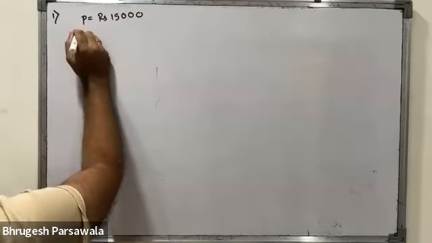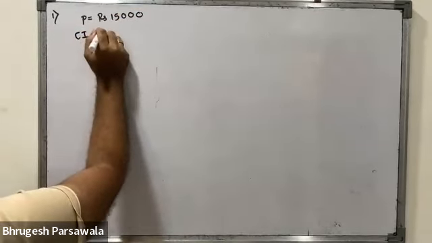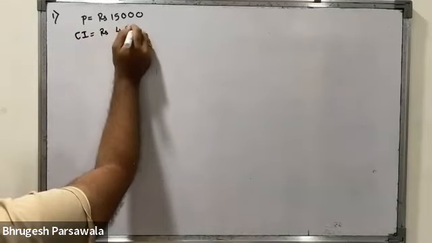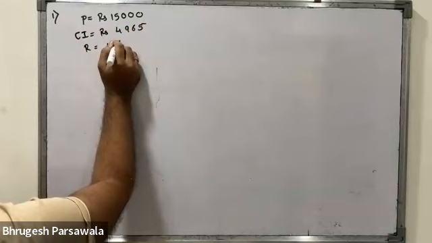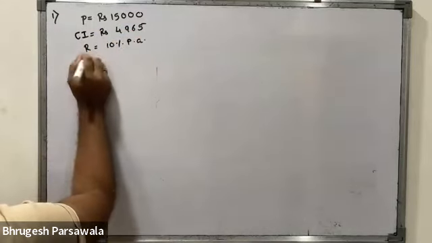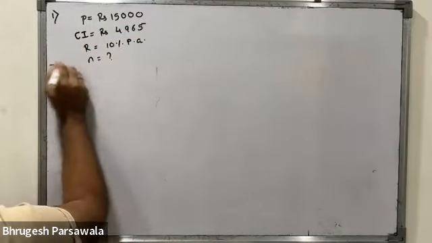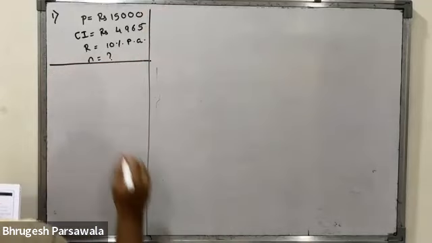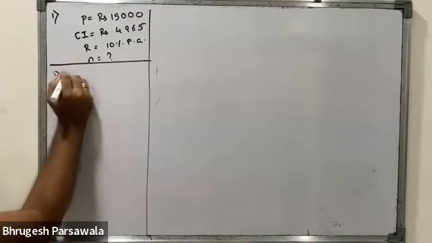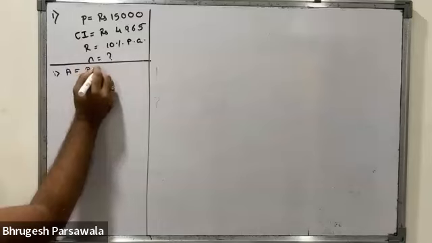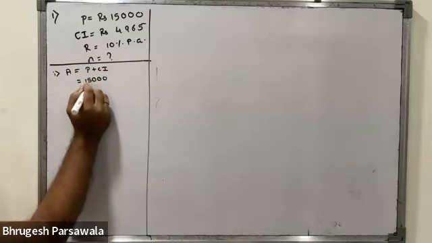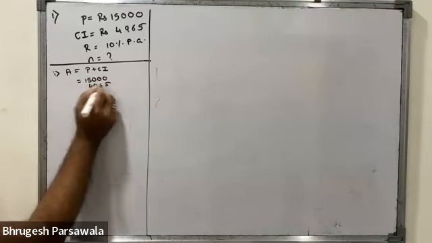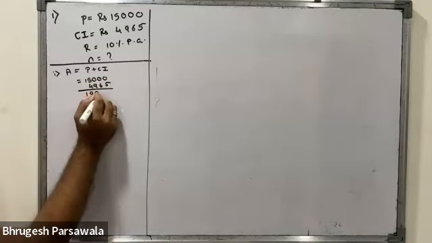4965 as compound interest? How much is the compound interest, beta? 4965 at a rate of 10% per annum. N is asked. Okay? First step, beta. What is amount, P plus CI? 15,000 plus 4965. 19965.